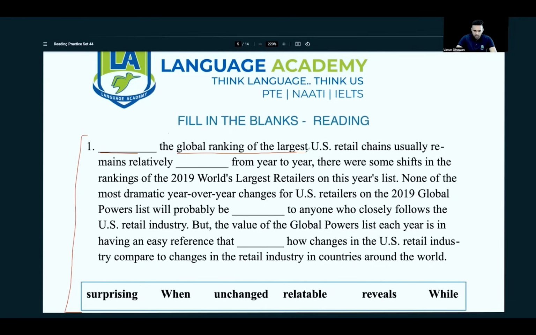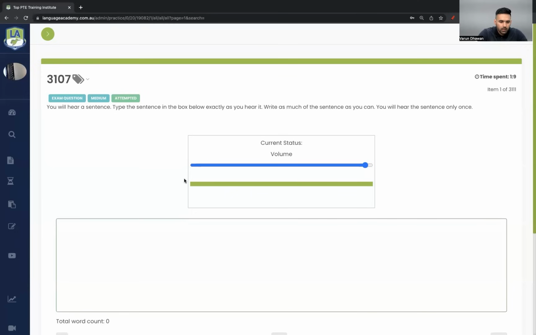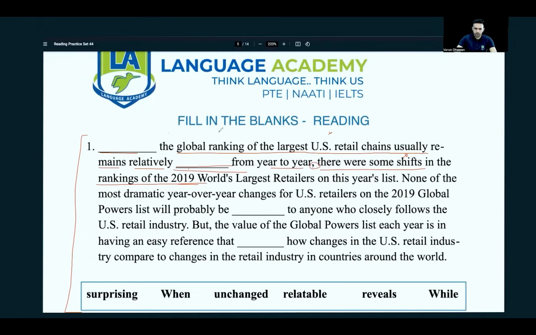Dash, the global rankings of the largest US retail chains usually remains relatively dash. So normally the ranking of large retail chains in US remain something from year to year. There were some shifts, means changes, in the rankings of the 2019 world's largest retailers on this year's list. Means they're saying the global rankings of the chains or the companies normally remains something, but there were some changes. There's a comma here, means they're contradicting. So if there are changes in 2019, normally what the rankings will be, will they change or will they stay the same? If I say normally I don't play cricket, but this time I did.